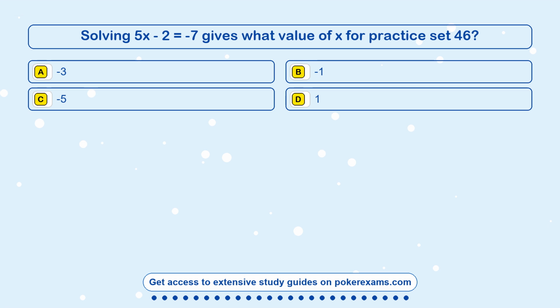Question 9. Solving 5x minus 2 equals minus 7 gives what value of x for practice set 46? Option A, minus 3. Option B, minus 1. Option C, minus 5. Option D 1.